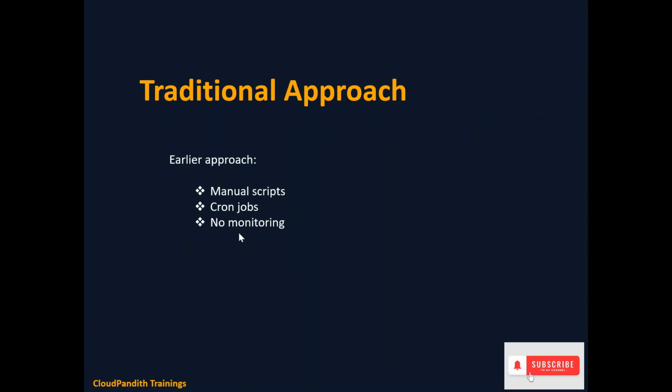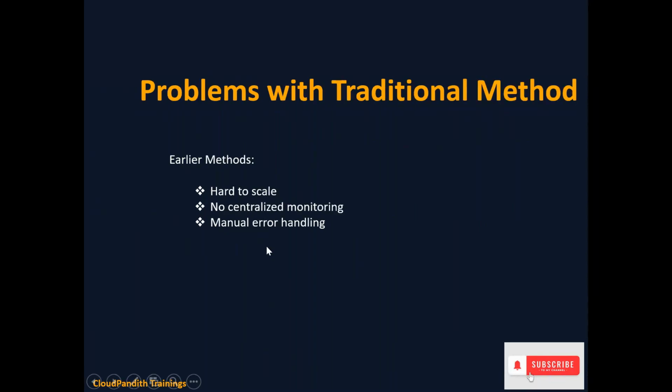But what are the problems with this particular approach? Let's understand. The problem with these traditional methods is they are hard to scale, because your script is designed to process a particular size of data, let's say 1 GB. Tomorrow you get 5 GB of data, your script will take longer. Meaning your script is not scaling as the data volume increases. There is no centralized monitoring system to monitor failures or trigger notifications. There is no error handling, right? Automatic retries and so on are not available.